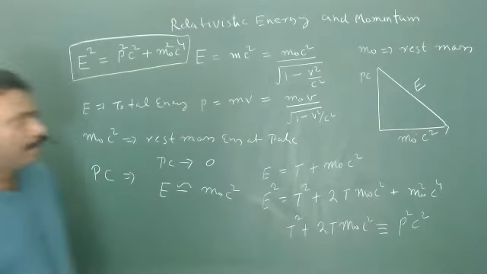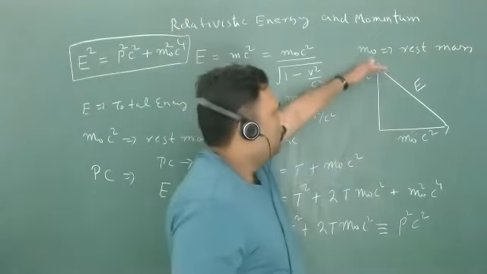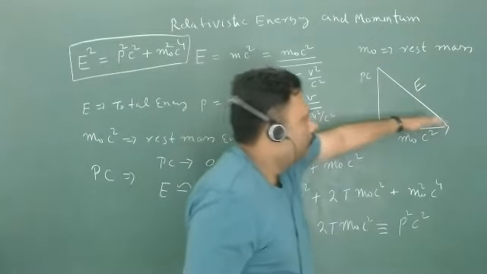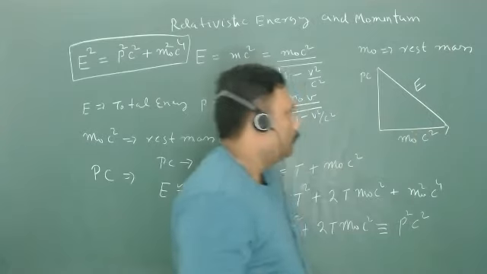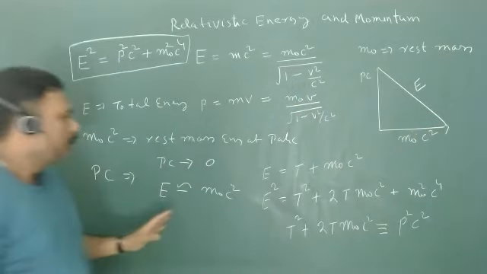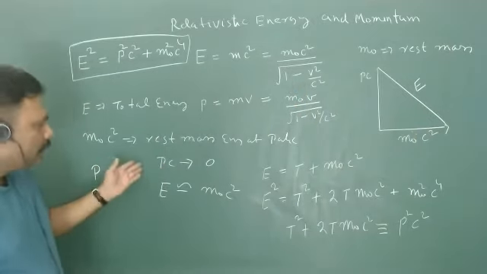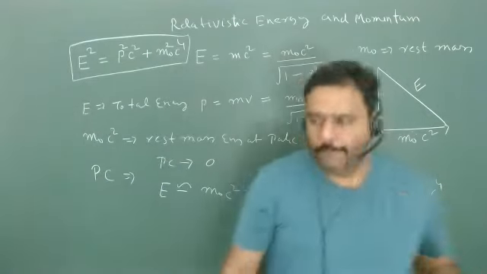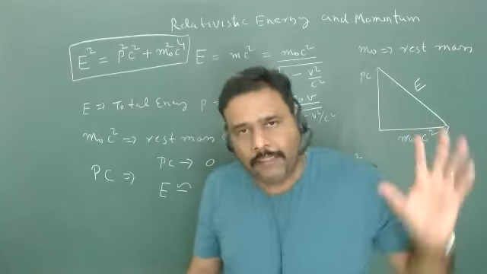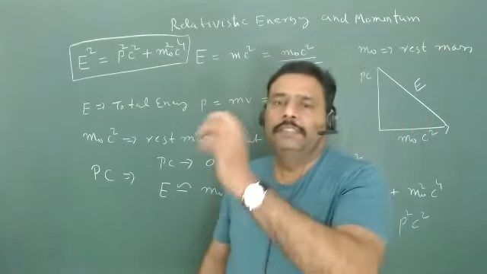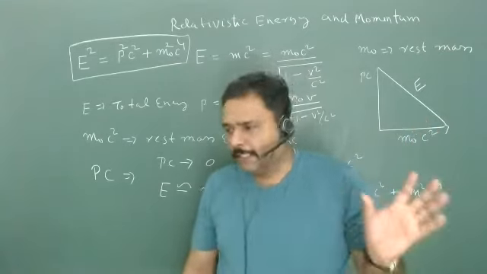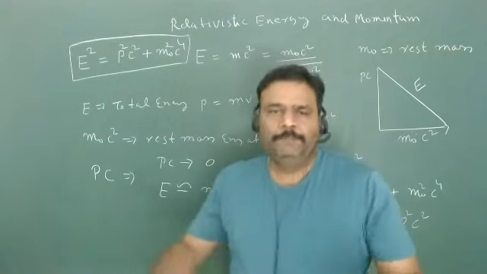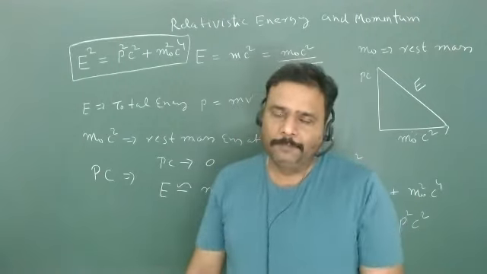Is it going downward, yes, and E will be just lying along m naught c square. Okay, this is acceptable. Don't worry. Obviously, if momentum is 0, the particle is not moving, then what can we say? We can say that I am just approaching the rest mass energy, and the total energy is nothing but equivalent to the rest mass energy. I can easily appreciate it.